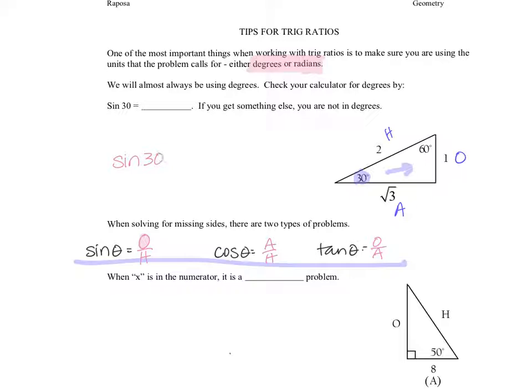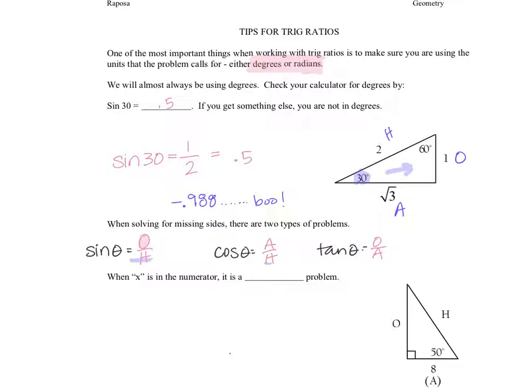Now, if we want to find the sine of 30 degrees, sine theta is 30, equals opposite 1 over hypotenuse 2. So sine 30 should equal 1/2. Plug that into your calculator for a moment, hit pause, and see what you get.